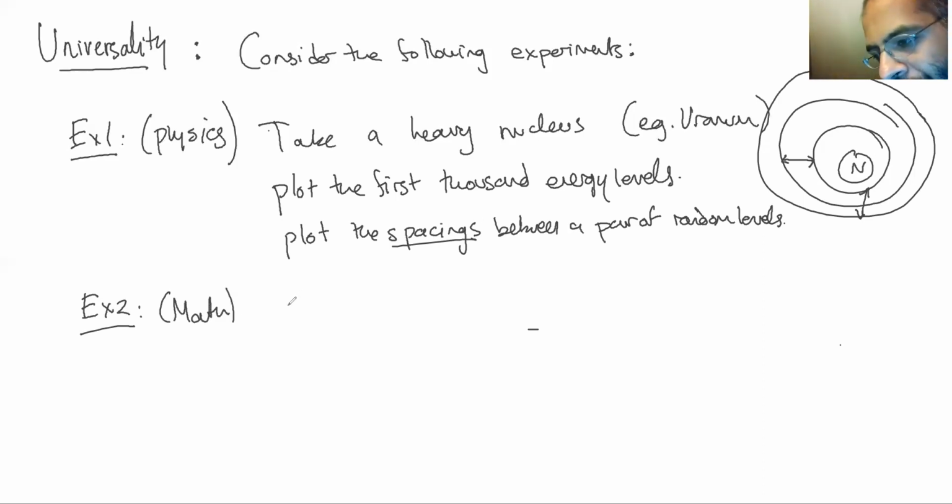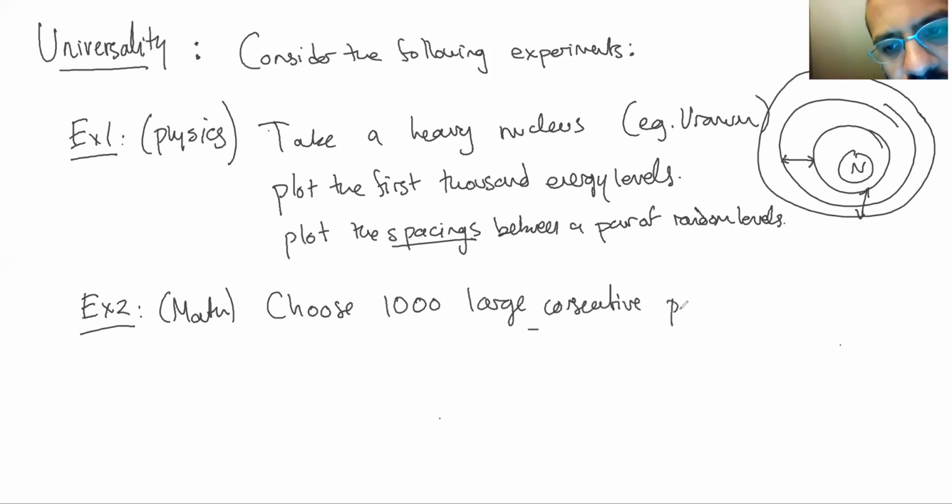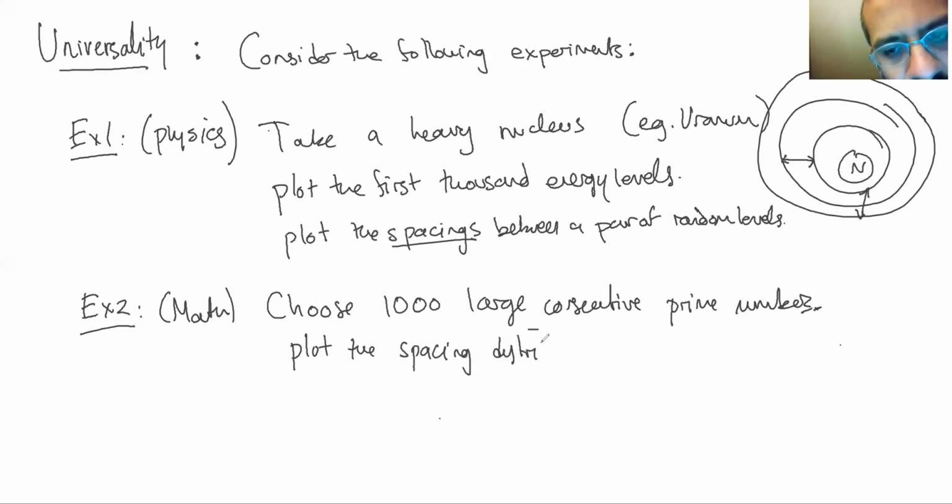Here's a second experiment you could do, which is a math experiment. And here, what you can do is you can choose 1,000 large consecutive primes. And again, plot the spacing distribution. Pick 2 at random and just look at the histogram of spacing. Or just plot the distribution.